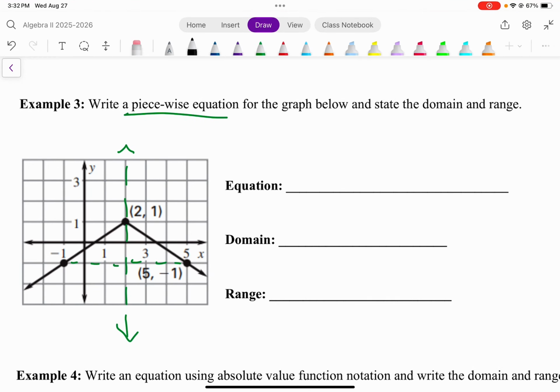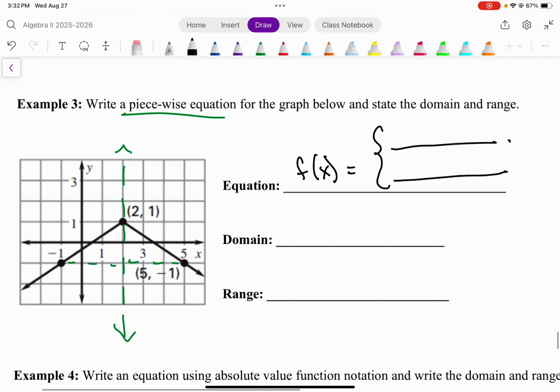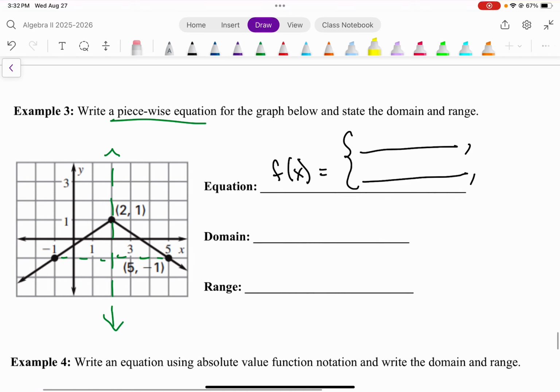So we're going to start with our equation here. With a piecewise one, we write f of x, and we have 2 equations. We also have the 2 inequalities. So let's start with the inequalities first. So the first one can be the right side of our equation, and that starts at the x value of 2, and it's going to the right. So that means x is going to be greater than 2. Then the second part on the left side is going to be all the values that are less than 2. So in this one, x is less than 2.